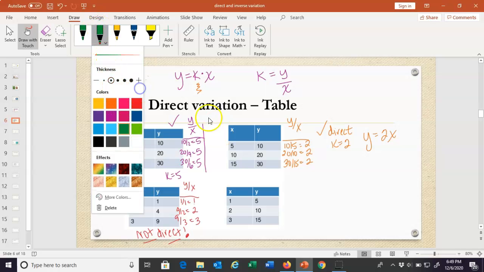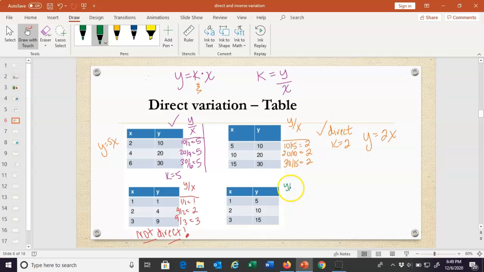So let's look at the last one here. y divided by x. 5 divided by 1 is 5. 10 divided by 2 is 5. And 15 divided by 3 is 5. This is direct, and the k value is 5. See, it's constant. It's the same. 5, 5, 5. That's the constant of variation. And our equation is y equals 5x. Beautiful.